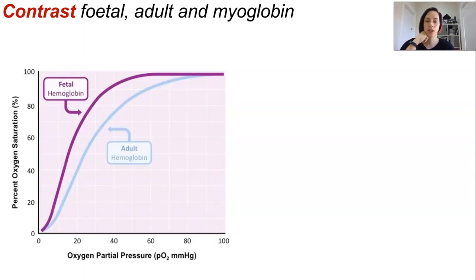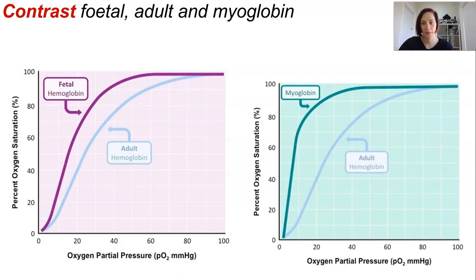Fetal hemoglobin is shaped slightly differently on this curve to adult hemoglobin. It has a higher affinity for oxygen, and it's going to bind oxygen when adult hemoglobin is releasing it. And this is really important at the placenta, right? A mother's blood will move around, drop off the oxygen, and the hemoglobin in the fetus should be able to pick it up. Now, after a baby's born, the fetal hemoglobin is replaced after 6 months, and they get that adult hemoglobin again.